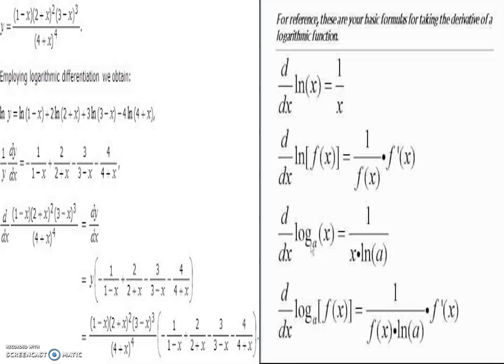Now the most important thing here: derivative of ln x is 1 upon x. Derivative of ln of f of x is 1 upon f of x into f dash of x. Derivative of log x to the base a is equal to 1 upon x ln a. Derivative of log f of x to the base a is 1 upon f of x into ln a into f dash of x. These rules are a reference for the examples.